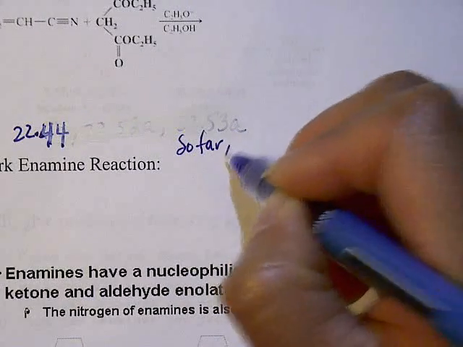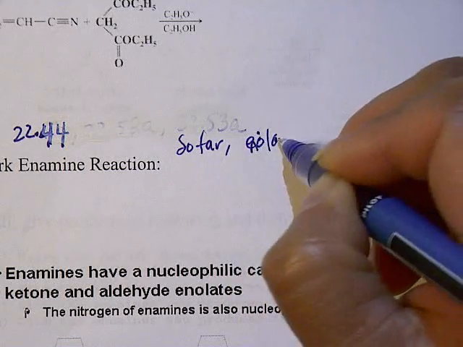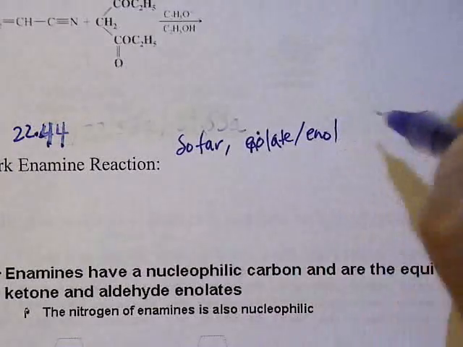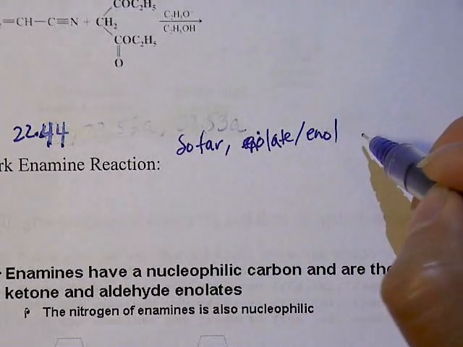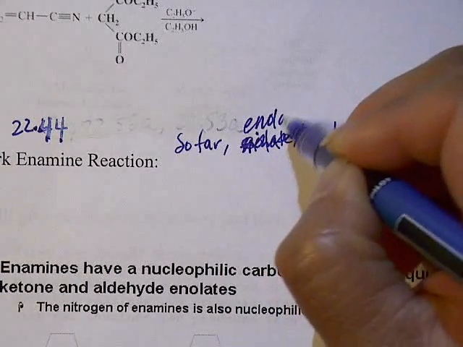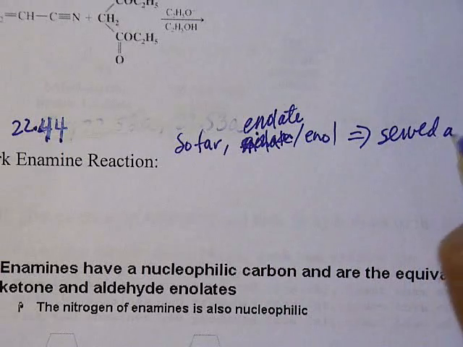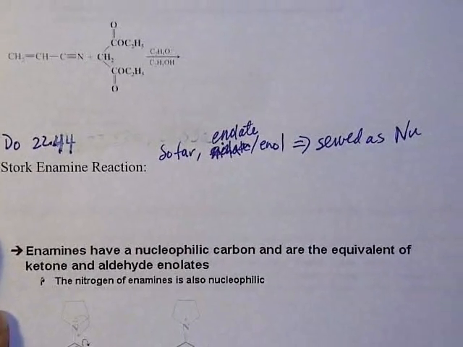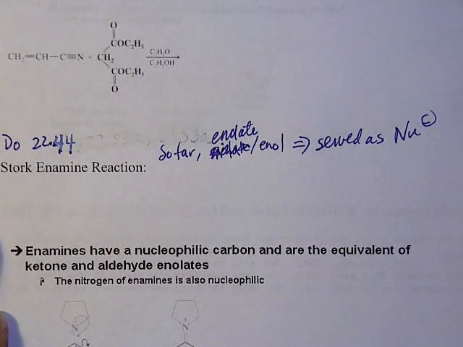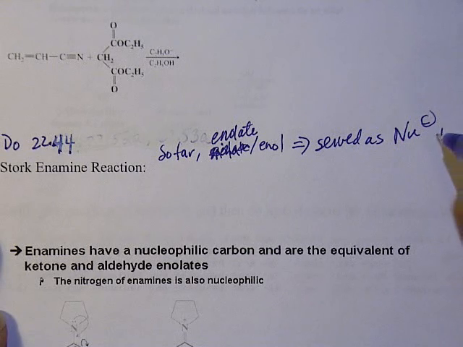what we've looked at is that the enolate and enol, sorry, let me go through that. Enolate and enol. I'm going to rewrite it again. Enolate and enol, they served as our nucleophile. And what we did was we took the enolate and enol and varied the electrophile.